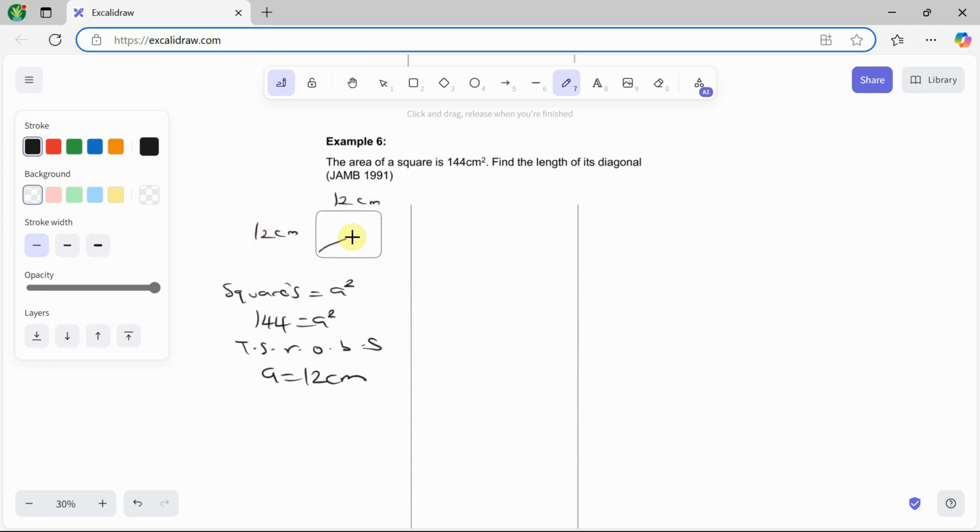So if I draw the diagonal, this angle here is 90 degrees, this is 90 degrees, this is 90 degrees, this is 90 degrees. So let me blow it out.